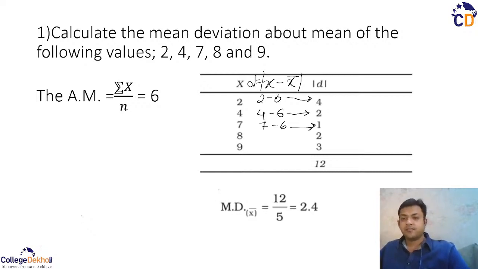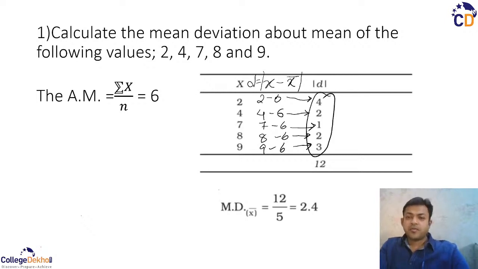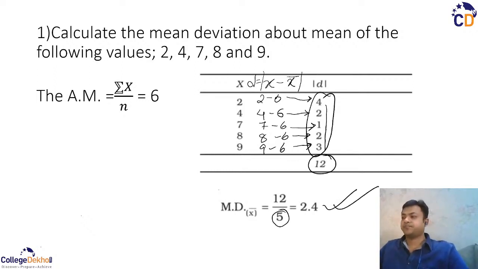Does it make sense? Next one would be 8 minus 6, that would be 2 within modulus, so that's equal to 2. Similarly, 9 minus 6 is 3, modulus 3 is 3. When we sum these numbers up, we get 4 plus 2, 6 plus 1, 7 plus 2, 9 plus 3, 12. So 12 is the sum of the deviations. Now that 12 divided by the number of observations, which is 5, gives us 2.4.